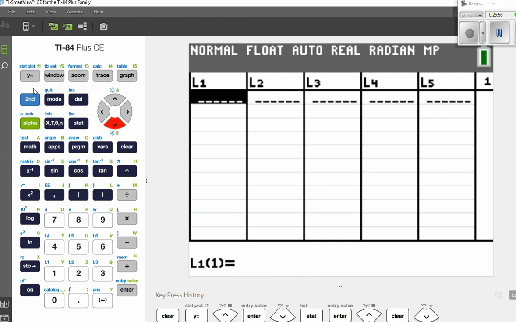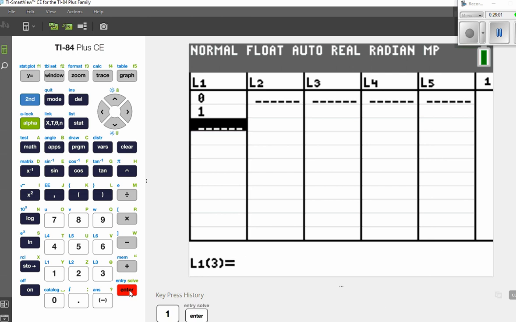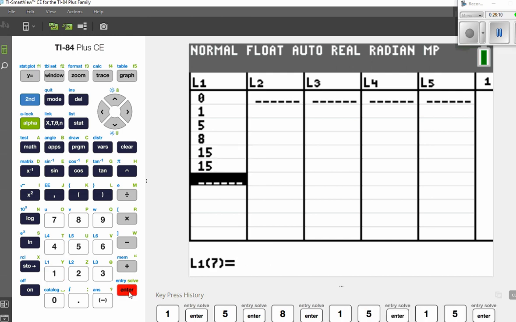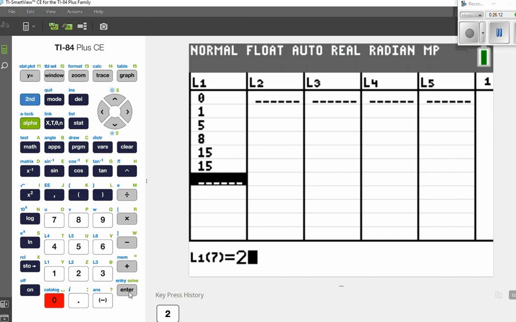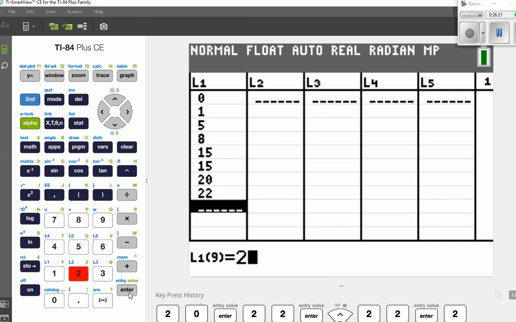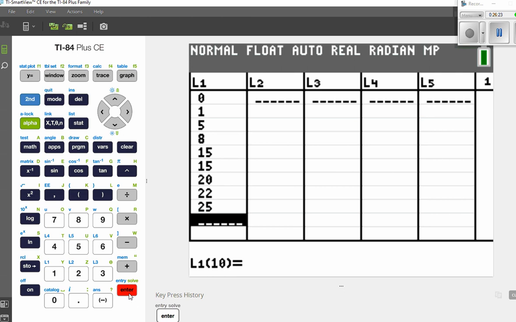So, just to find my numbers. Okay, so we have 0, 1, 5, 8, 2 15s, 20, 22. Oops. Always double check those. 25 and 39. Don't forget enter after the last one.